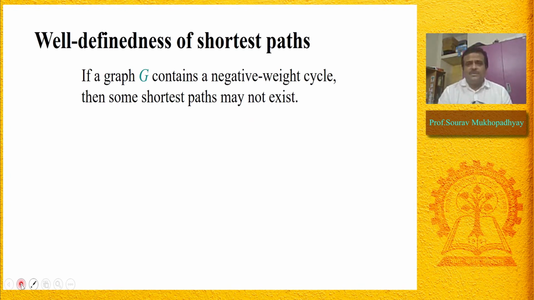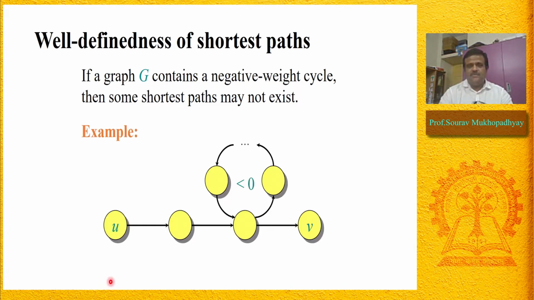Okay, now the question is, suppose two vertices u and v are given, and there is a path from u to v. Will there always exist a shortest path? The answer is no, because if in that path there is a negative cycle, then the shortest path may not exist. For example, these are two vertices u and v, and suppose in this path we have a negative cycle. In this case, the shortest path won't exist.